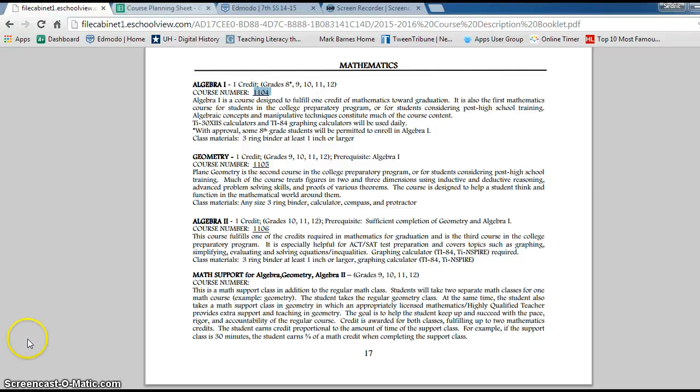Now, there's also this new class called Math Support. So while you take Algebra, Geometry, or Algebra 2, you could also take this Math Support class with Mrs. Schwartz next year. That would be an aide. She would basically be a tutor for you in these areas, and you could also earn math credit.